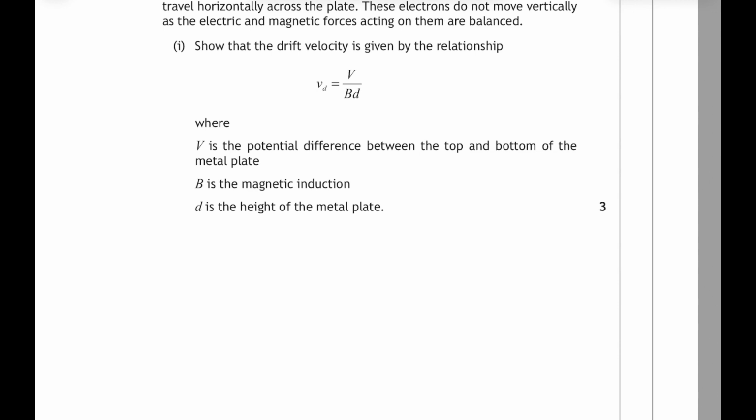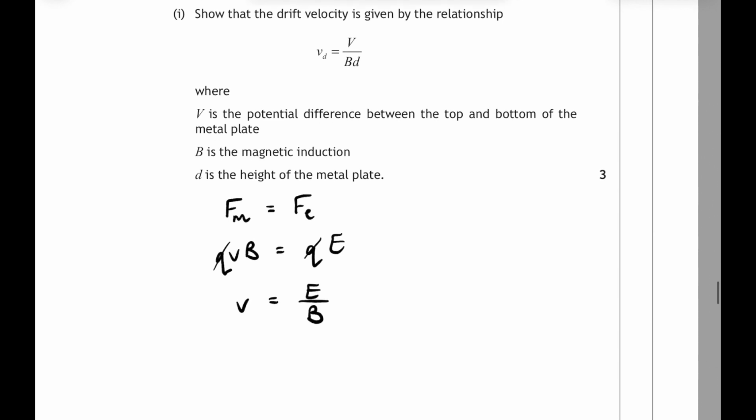Well, we're told that the electrons are now travelling horizontally across the plate, so the force on the charges due to the magnetic field must be balanced with the force on the charges due to the electric field that's been built up due to that potential difference. And from your relationship sheet, the magnetic force is equal to QvB and the electric force is equal to QE. And if you cancel the Q's, you're left with v equals E over B, where E is the electric field and B is the magnetic field.